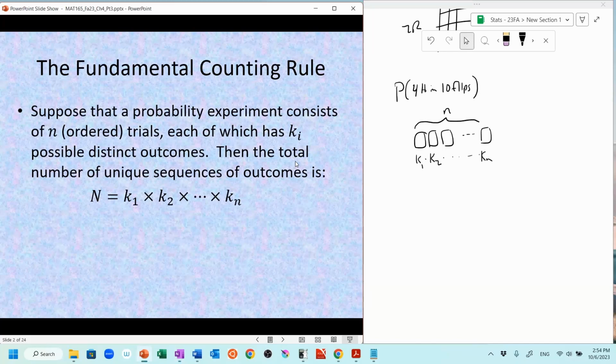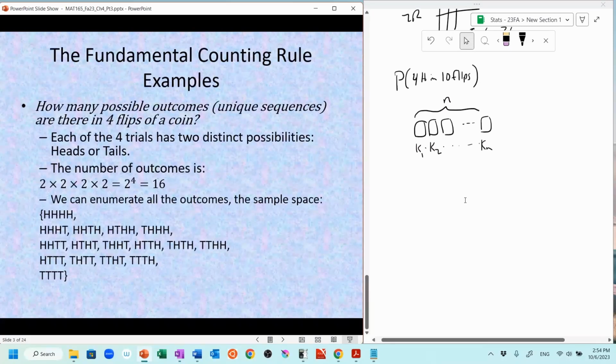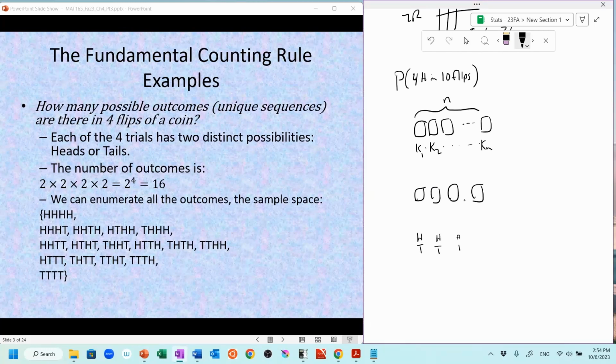So let's look at a couple examples. So for instance, how many possible outcomes, unique sequences, are there in 4 flips of a coin? Well, each of the 4 trials, each of the 4 slots, has 2 different possibilities, heads or tails. So K1 is 2, K2 is 2, K3 is 2, K4 is 2. And the total number of distinct sequences of heads and tails is 2 to the 4th, or 16.